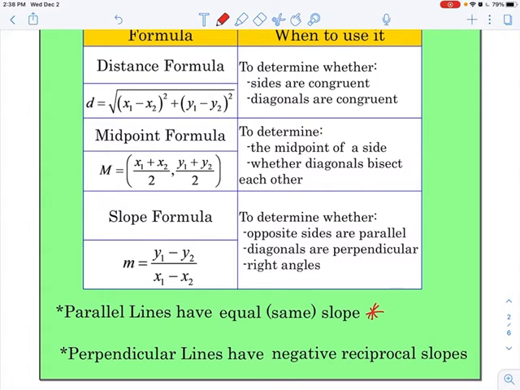And if lines are going to be perpendicular, perpendicular would have negative reciprocal slopes. Remember what that means. One has to be positive, one has to be negative, and again, they're the flip of each other. So if you started with 3 over 2, which is positive, the next one has to be negative, flip 3 over 2, and it would become negative 2 over 3. So these two things are negative reciprocals. So again, you can show whether something is perpendicular. In this case, we can show if diagonals are perpendicular, or maybe if we wanted to show that something was a square, we could show that we had a right angle.